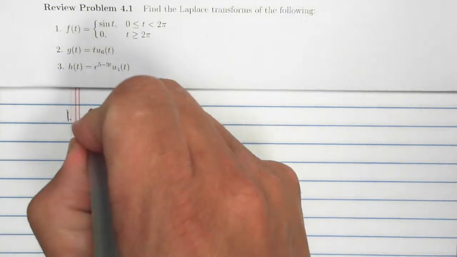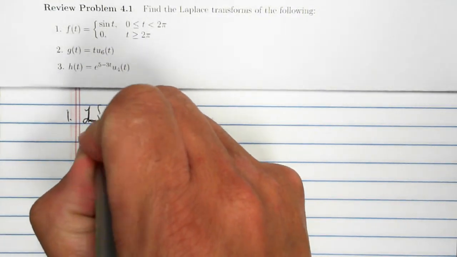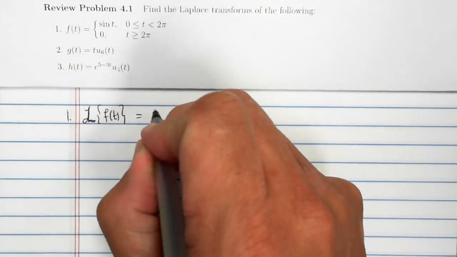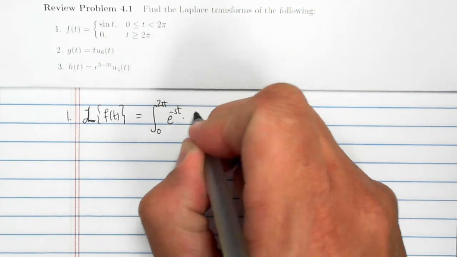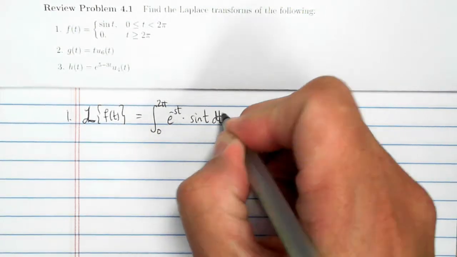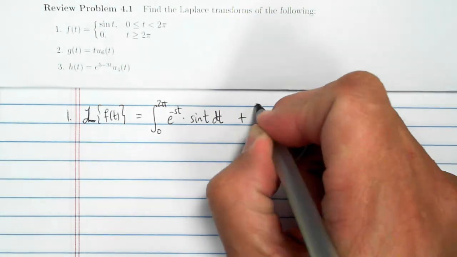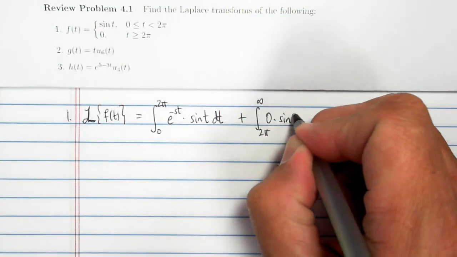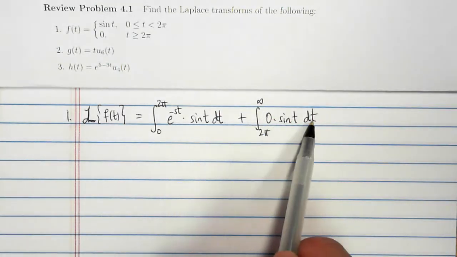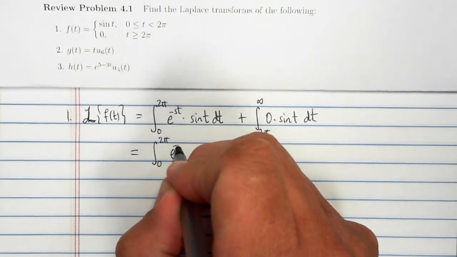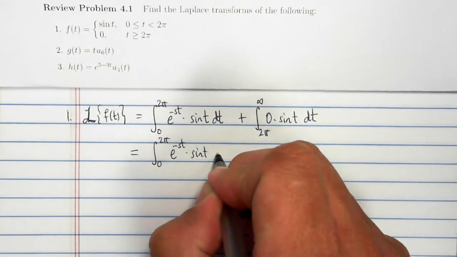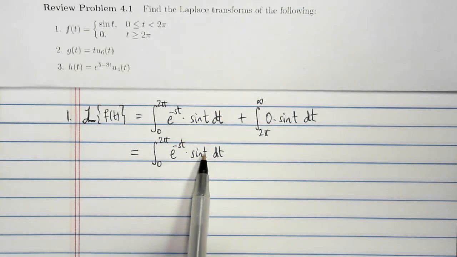So for number one, first there's the brute force way of getting the Laplace transform, and that's by directly doing the integral. Integral from 0 to 2 pi, e to the minus st times sine of t dt, plus integral from 2 pi to infinity of 0 times sine of t dt. Clearly, the second integral is equal to 0, and so this could be simply written as integral from 0 to 2 pi e to the minus st times sine of t dt. And then we can look this up on the table of integrals and get it. That's one way of doing the problem.